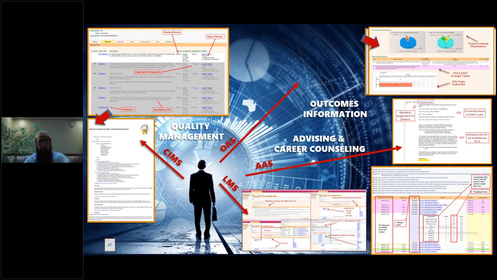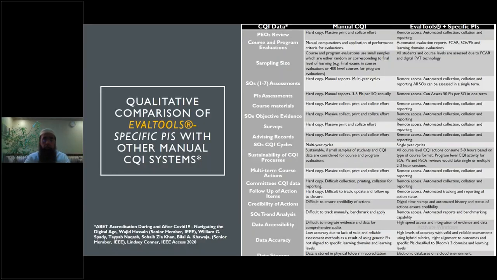I'm sure this recording will be available for people to come back to, and the meeting minutes, everything electronically done. So for ABET accreditation, it would be a microsecond job. These are some of the advantages and limitations of manual versus automated. You could refer to this later on, both in our paper, which is referenced here, and also the video, if you can pause and get back to it.